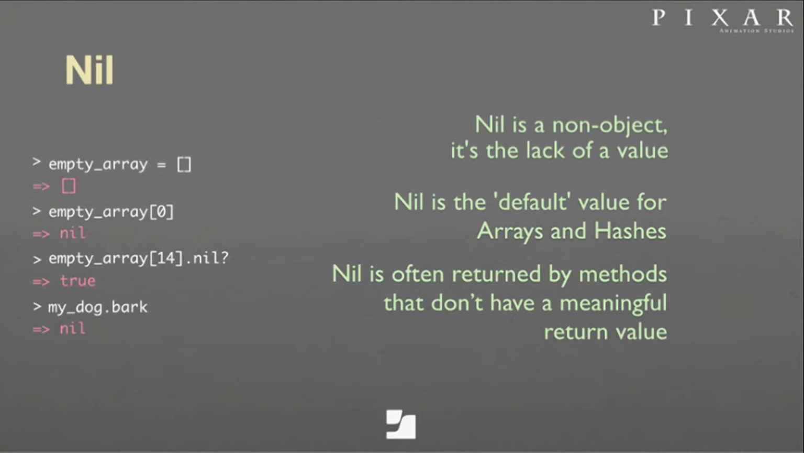Sometimes methods that don't have any meaningful return value, and you're welcome to make your dog bark, will return nil, because the bark method does some action, but it doesn't mean anything for it to return something, so it will probably return nil. The puts method also returns nil, because it does something, it spits something to standard out, but it doesn't have any meaningful return value.